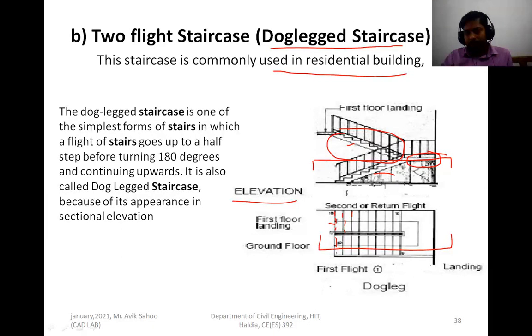The portion above the reference line is represented as a dotted line, whereas the portion below the reference line is represented as a solid line. Here you see the first flight and then the second flight, and the plane is considered here. Again, the sectional elevation is drawn, this plane is considered, and the staircase is cut along that line, and the projection is drawn on the vertical plane.